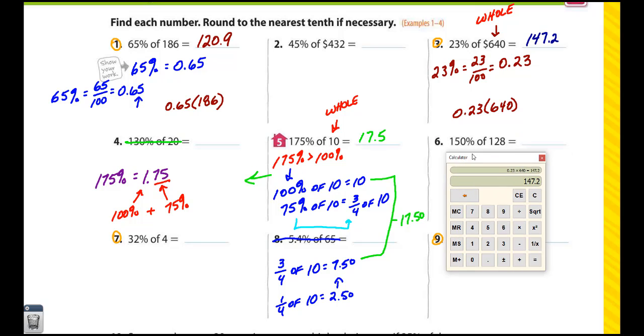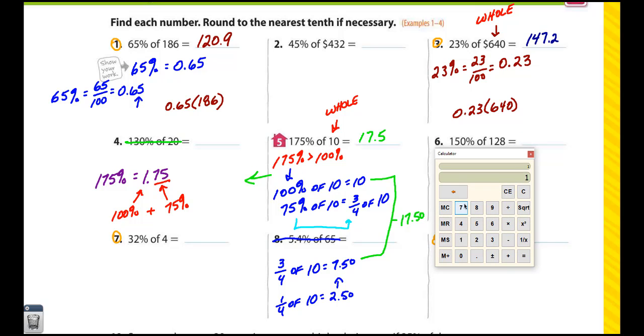And if I did that with my calculator, let's hope I get the same answer, because if not, I did something wrong. 1.75 times 10 is 17.5. So you might be saying right now, heck, I'm not doing all of this, I'm just plugging this into a calculator. And that's fine. But you should understand why it works.